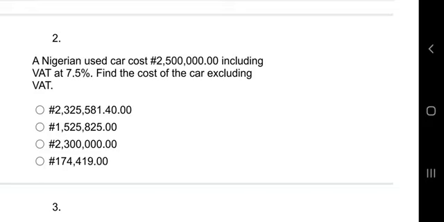All right. The second question is asking, number two. A Nigerian used car costs 2,500,000, including VAT at 7.5%. That is, in this 2.5 million there is value added tax. So the question asks you to find the cost of the car. Sometimes the question will not write excluding VAT, but what this means is that you find the cost of the car without tax. So what are we going to do now?